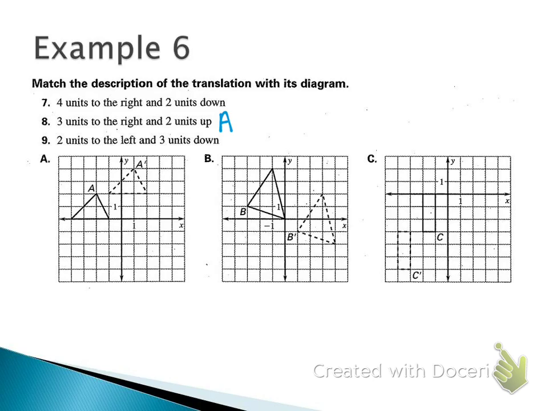Point B. 4 units right and then 2 down. So B matches with 7. That leaves letter C to go with 9. And we could double check ourselves that if we start at point C, to get to C prime, we go 2 units left, 3 units down. That works. Questions, concerns? Continuing on.